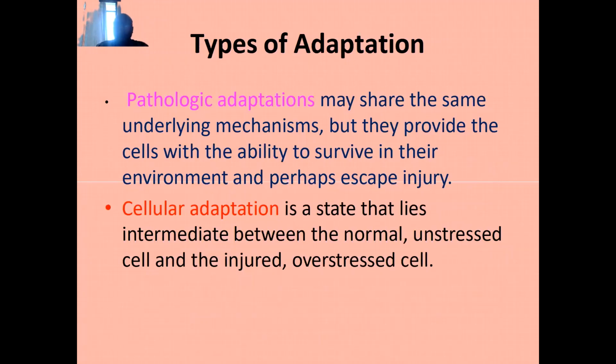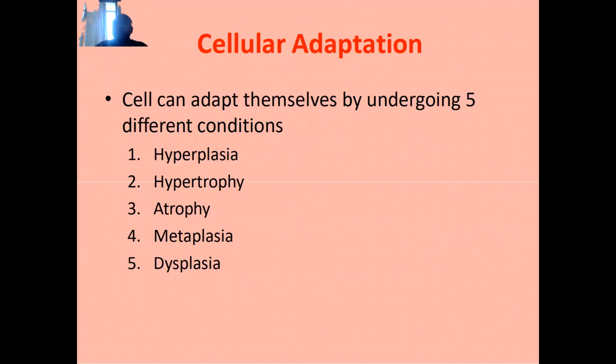So there are various types of adaptations. There are those we call pathological adaptations, and we have physiological adaptations. Pathological adaptations may share the same underlying mechanism, but they provide cells with the ability to survive in the environment and perhaps escape an injury. So cellular adaptation is a state that lies in the middle between the normal unstressed cells and the injured or overstressed cells.